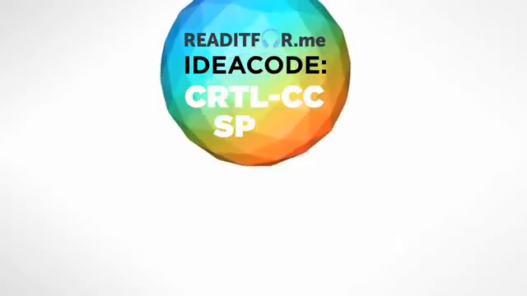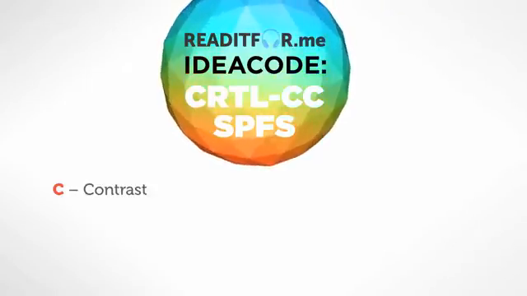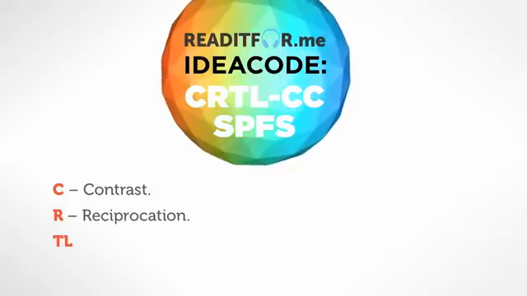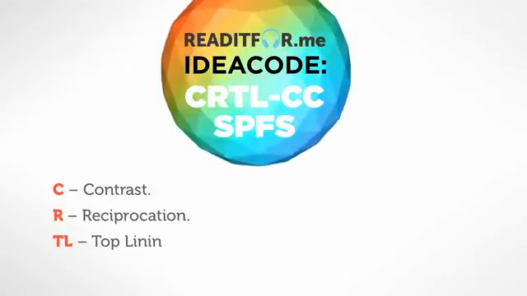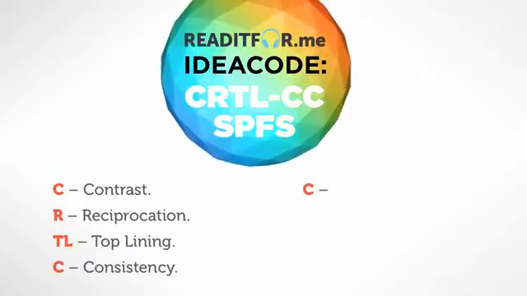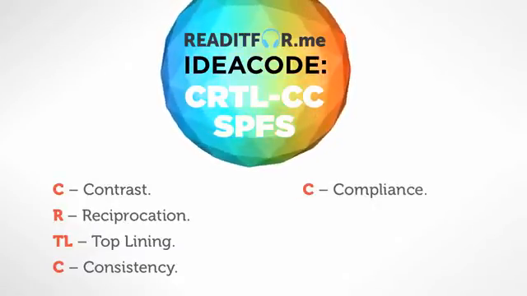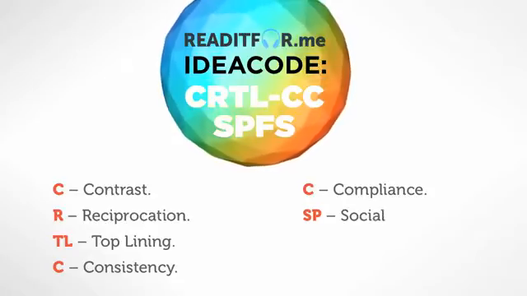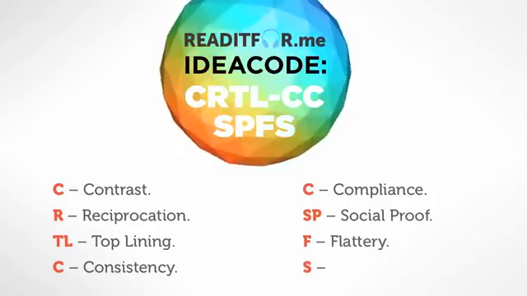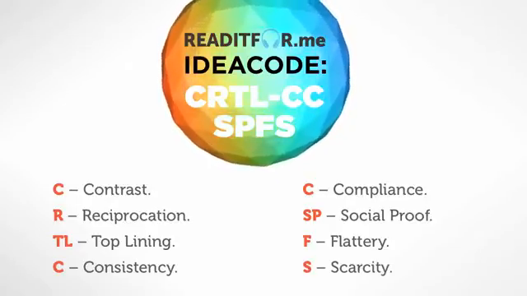The Read It For Me idea code for Influence is CRTL CC SPFS. C, Contrast. R, Reciprocation. TL, Toplining. C, Consistency. C, Compliance. SP, Social proof. F, Flattery. And finally, S, Scarcity.